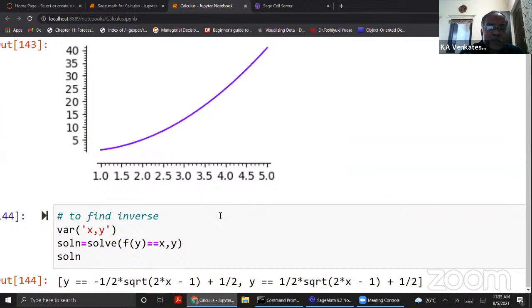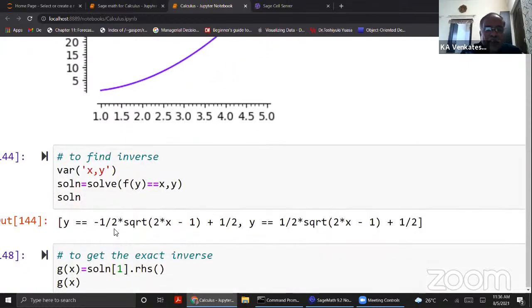So to find the inverse, normally what we do is put y equal to f of x, then solve for y. The same process here also we are going to do. So with variables x comma y, even though it's a single variable function, we are defining y. The solution is solve f of y equal to x, for y. Am I right? y equal to f of x, and we solve for that same thing. Doing it.